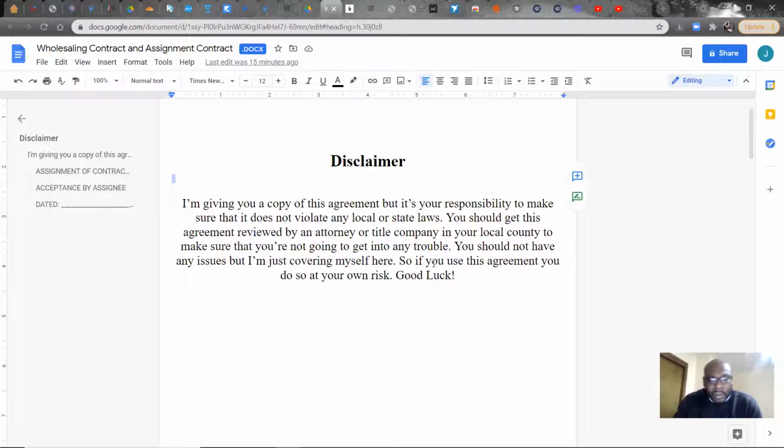So if you use this agreement, you do so at your own risk. That's basically saying, just have whatever title company or closing attorney that you're using in that area look over the agreement and give you the go ahead, or give you the okay, or make necessary changes to it.